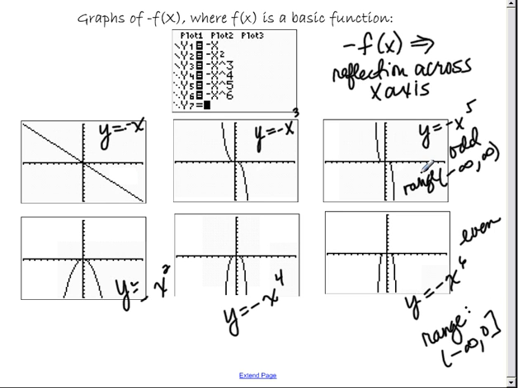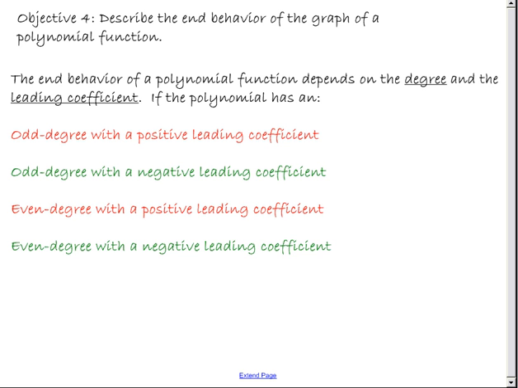Now what about when we change that coefficient sign? So we still have odd powers, but now the coefficient is negative. Now it starts up and then ends down. So it starts up in the left direction and ends down. Whenever the power is even, but the coefficient is negative, still doing the same thing on each end, but it's all down. Okay? And that is what we call the end behavior of the graph.